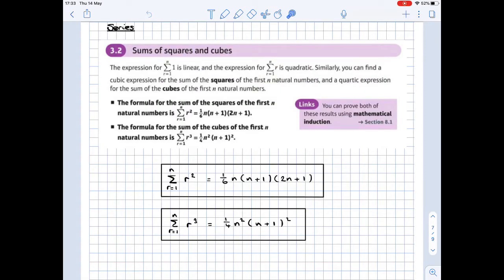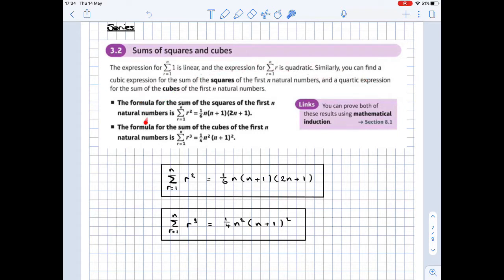Series, sums of squares and cubes. In the previous section, we looked at showing that the sum of all of the ones was a linear sequence, and that the sum of the first natural numbers gives a quadratic. This can then be expanded, so if we want to find the sum of the squares, that gives us a cubic, and to get a quartic, well, that's the sum of the cubes.